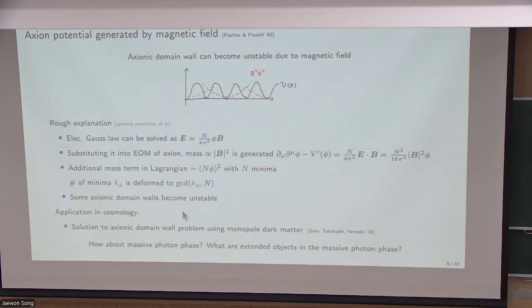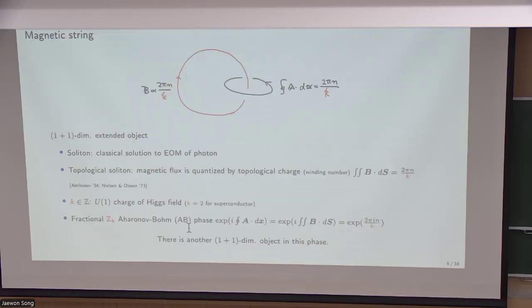Okay, so these are extended objects in the massive axion phase. So how about the massive photon phase? Let me explain what the extended objects in the massive photon phase are. One of them is a magnetic string, which is also called an Abrikosov-Nielsen-Olesen vortex or magnetic vortex. This is a 1+1 dimensional object, which can be a soliton, a classical solution to the equation of motion of the photon. And it is a topological soliton.